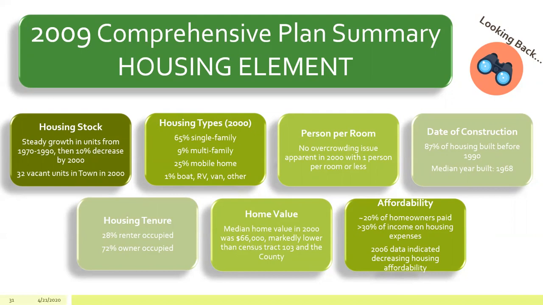So the 2000 census was showing 65% single family homes in town, 9% multifamily, 25% mobile homes, and 1% of homes were categorized as boat, RV, van, or other. There was no kind of overcrowding issues apparent in 2000 with just one person per room or less. The date of construction of the housing stock was showing about 87% of housing being built before 1990. And the median year built was, at that time, 1968. The housing tenure was showing about 28% of homes being renter occupied and 72% being owner occupied.